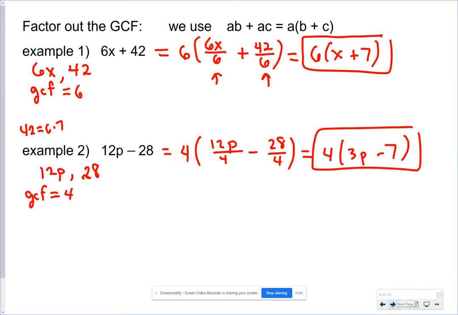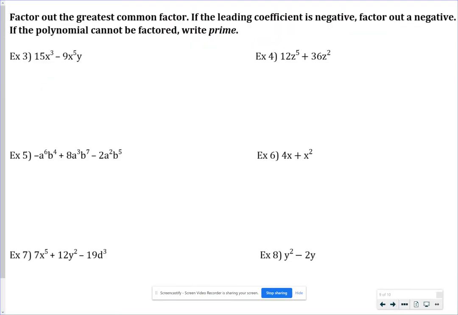Okay, we're going to look at some really scary examples on the last page of our notes. Directions say, factor out the greatest common factor. If the leading coefficient is negative, factor out a negative. If the polynomial cannot be factored, write that it is prime. First thing we have to do is find the GCF of these two terms. 15 and 9 are both divisible by 3. That's the biggest we can get. And x to the third and x to the fifth, that's going to be an x to the third.